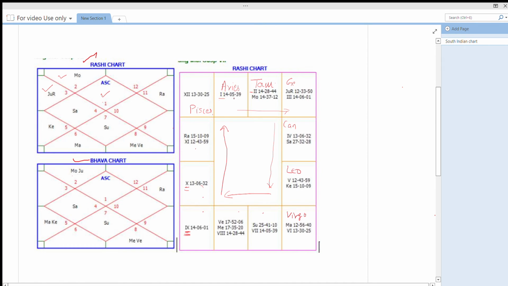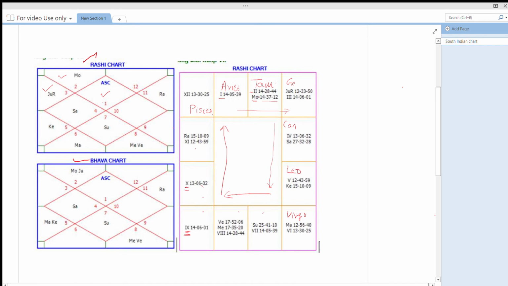And now here is the problem. Why is it 14 5 39? In the North Indian style chart, we never talk about the degrees. Yes, we can talk about this in another video, and I am hoping maybe some of you know that. And here in the second, where Taurus says that in the Taurus sign, the Moon is placed in the second house at 14 degrees 37 minutes 12 seconds.